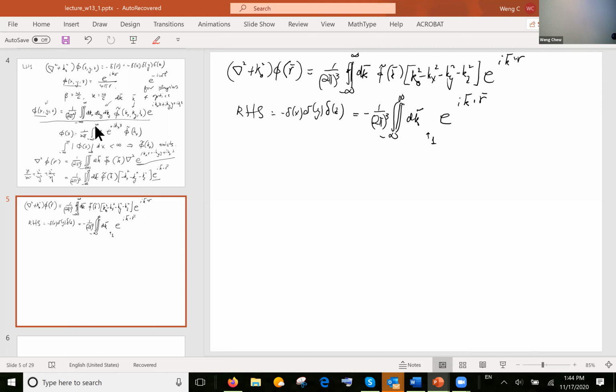These two integrals are supposed to be equal to each other for all x, all y, for all z. This is the math notation for all. So essentially, for all r. The shorthand would be for all r. And let me see if we can move this away.